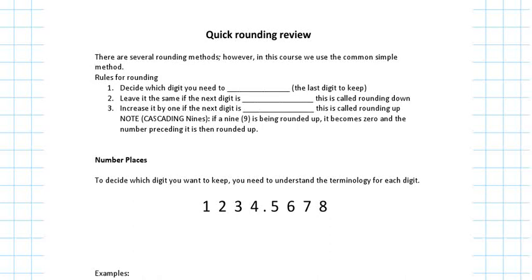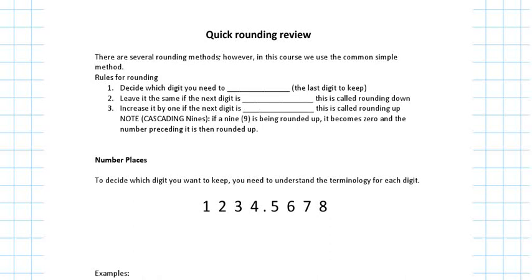Now there are several rounding methods, but in this course we're just going to stick with the simplest one. The rounding method mostly has to do with a 5. If you have a 5, then you have to decide what to do. There are different methods for that, but we're going to stick with the simplest one here. Another method says if you have a 5 and it's even or odd, you round up or round down. We're not going to do that.